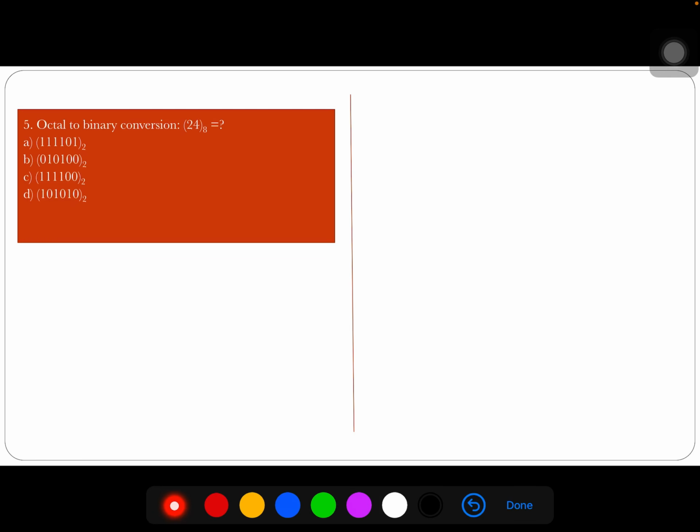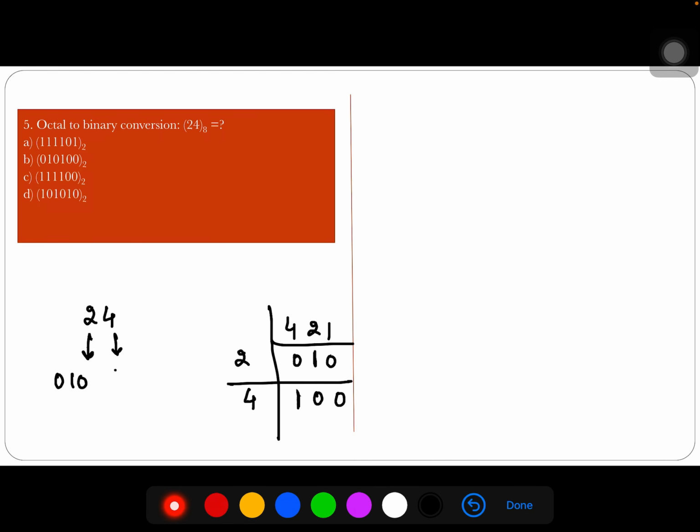Next is octal to binary conversion. You are given an octal number, 24, and you are asked to convert it into binary. Again, by using the 421 code, let's represent each digit. To represent 2, I place 1 only below 2. To represent 4, I place 1 below 4 and it will be 0. So it is 010 100, and by combining this you get 010100. So the correct option is B.